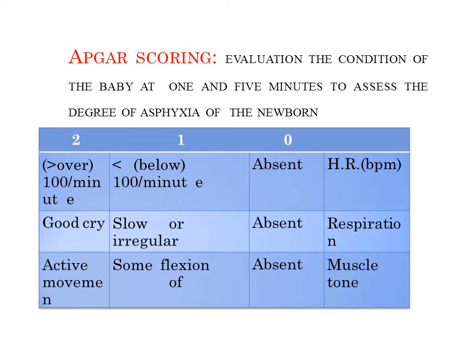Apgar scoring evaluates the condition of the baby at 1 and 5 minutes to assess the degree of asphyxia of the newborn. Heart rate: 0 absent, 1 below 100 per minute, 2 over 100 per minute. Respiration: 0 absent, 1 slow or irregular, 2 good cry. Muscle tone: 0 absent, 1 some flexion, 2 active movement.